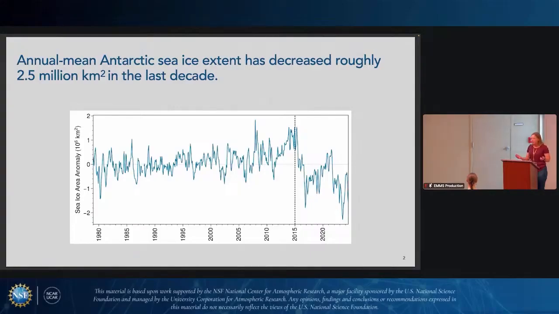And there's been quite a lot of work done trying to understand the causes of this variability and the reasons behind this big shift in the behavior of Antarctic sea ice, but there's been less work done on trying to understand the potential implications of this Antarctic sea ice loss.